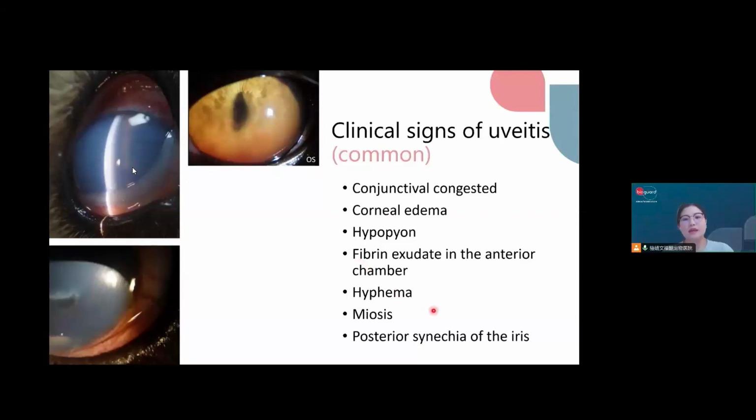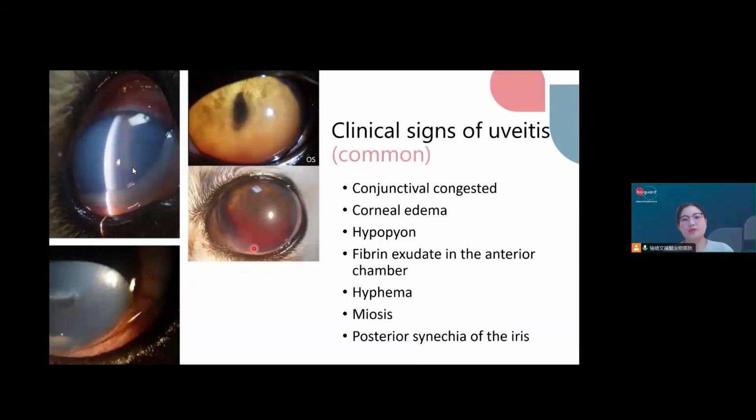And sometimes you may see hyphema. The blood accumulates in the anterior chamber. And in these two pictures, we can also see the constricted pupil. The pupil constricted into a very small shape. Constricted, that's miosis. It's very common when the eye has uveitis.